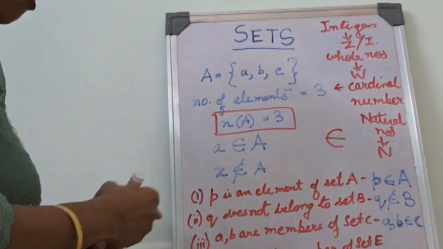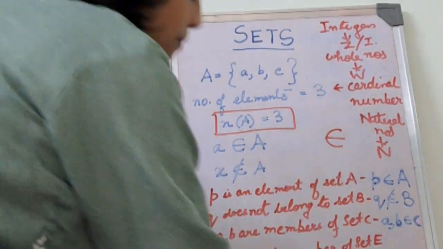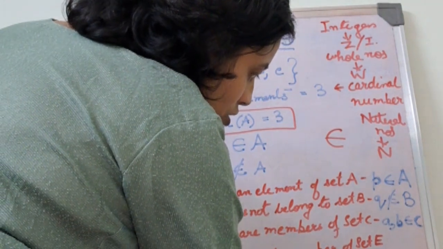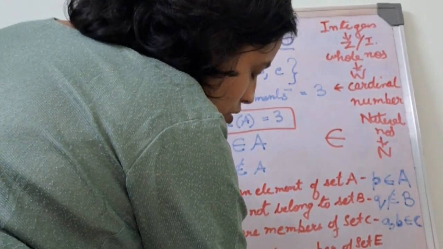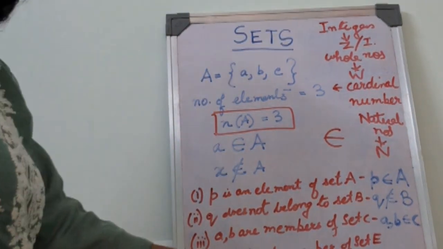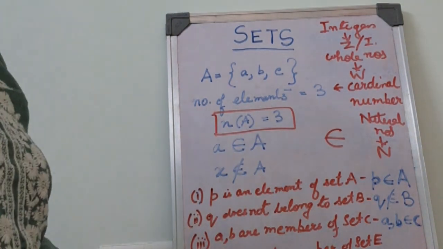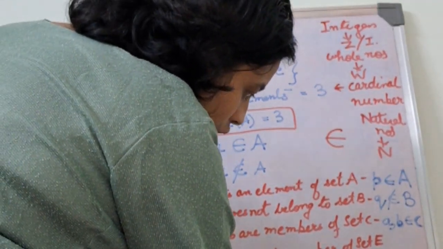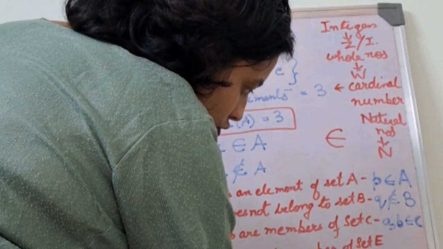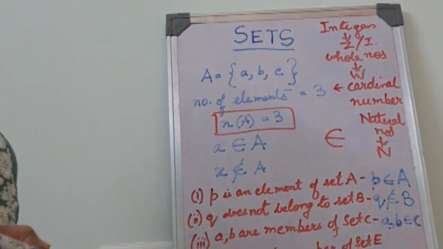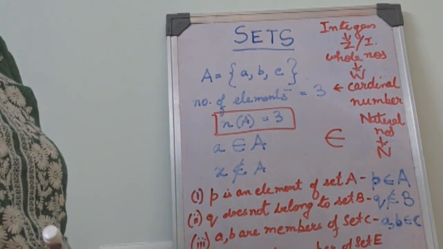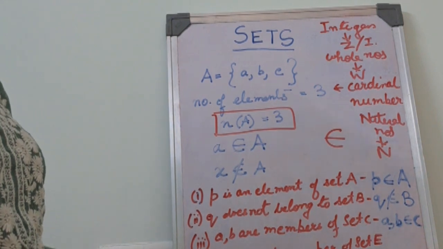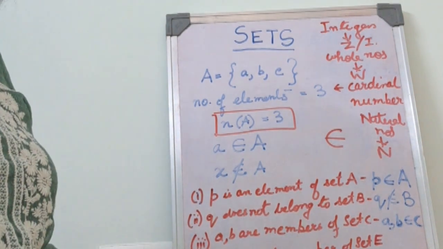Now this pen is not working. I'll use the red one. So 0 belongs to W. 0 is not a natural number. Yes, of course, 0 is not a natural number. So for 0, you put the belongs to symbol, write N for natural numbers, and strike it off. Right? All clear up to this?